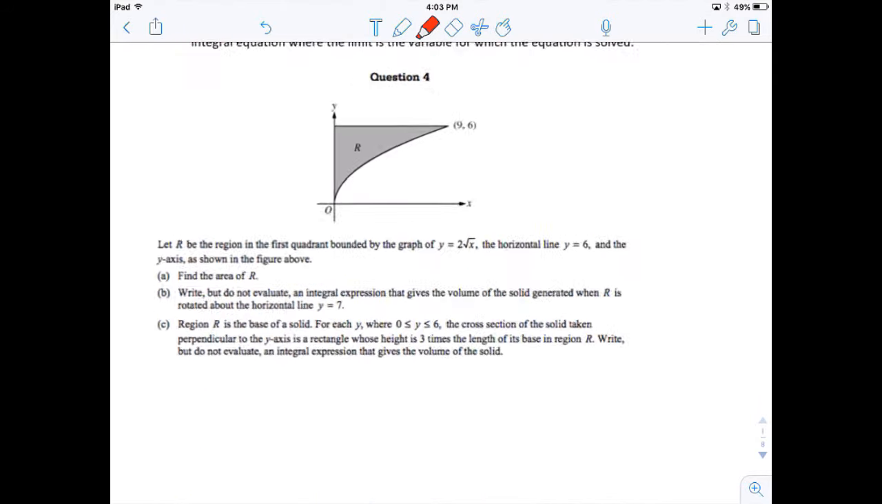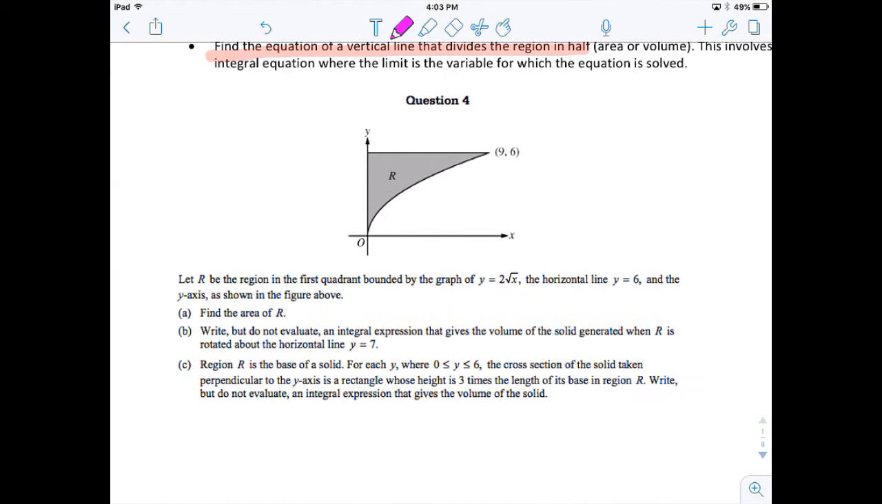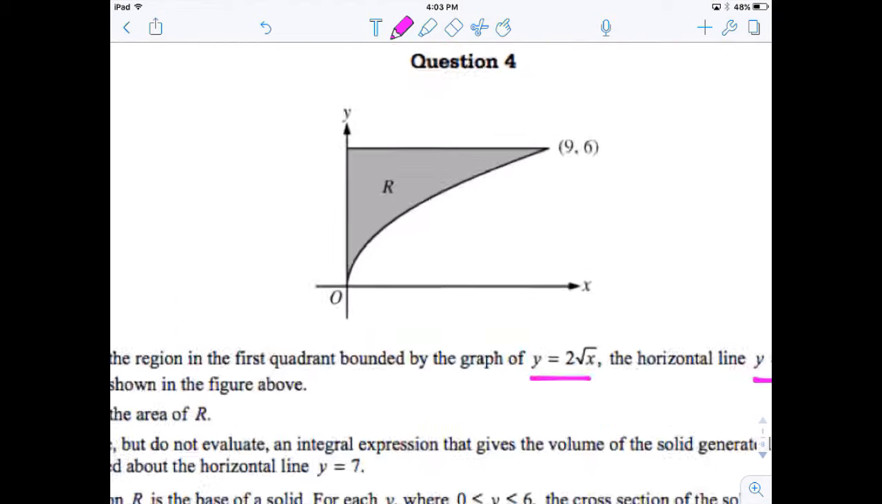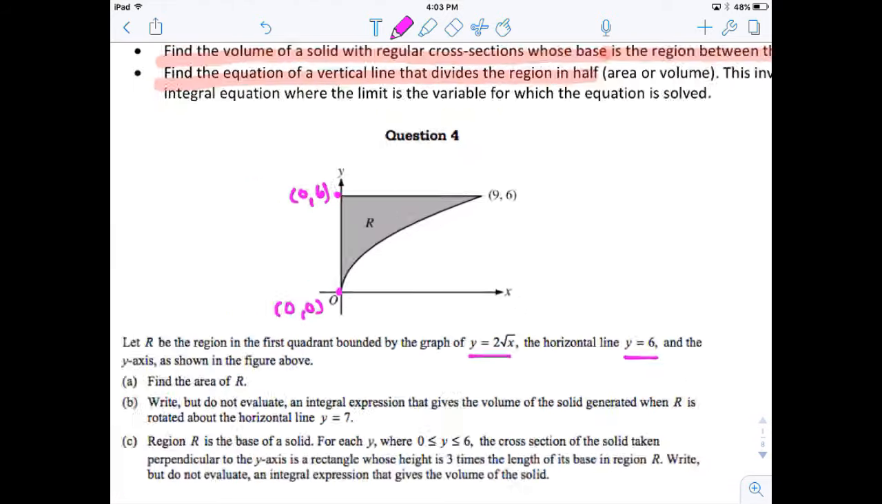So this question you've seen before, but this is from an exam semi-recently. I think it was maybe 5 or 6 years ago. So R is this region, and often they'll define a region. It's bounded by the graph y equals 2 radical x, the horizontal line y equals 6, and the y-axis. And nicely here, they gave you the intersections. Now, sometimes it can be helpful to label these. I know a lot of us can just see it, but some of us can't. So it's good to label those.